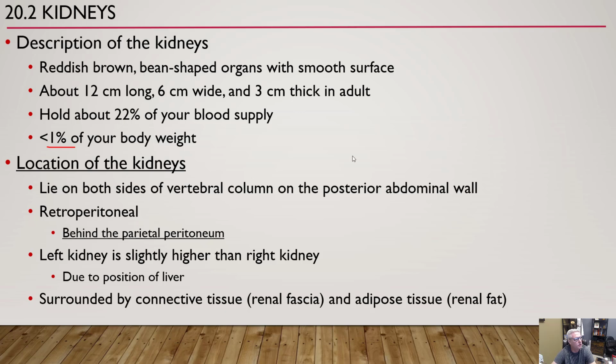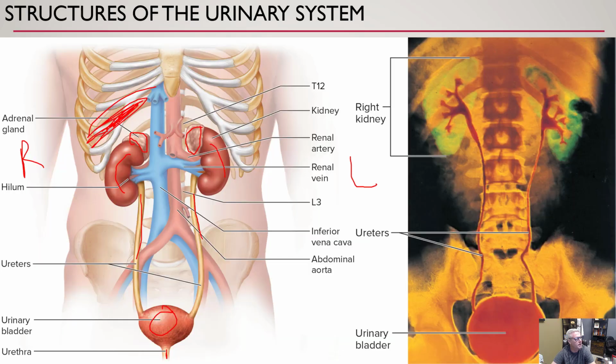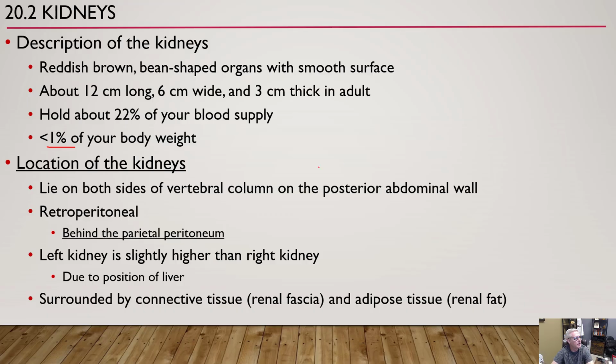When we talk about their location, you can see your vertebral column here. It's blocked by the vena cava and your abdominal aorta. But we can say that they lie on both sides of the vertebral column on the posterior side of the abdominal wall. And they are retroperitoneal. That just means that they lie behind the parietal peritoneum.